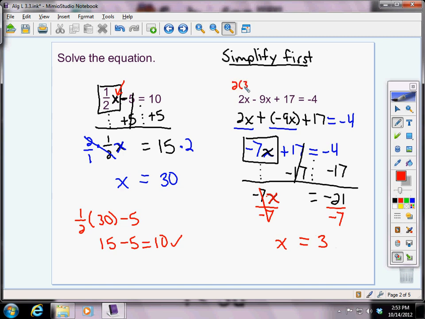We want to see if we're right. We go 2 times 3 minus 9 times 3 plus 17. Well, 2 times 3 is 6, minus 9 times 3, which is 27, plus 17. That would be a negative 21 plus 17 still equals a negative 4. And again, you could just type that into your calculator and see that we get the correct answer. Okay? So when we solve multi-step equations, you're just going to go through our steps twice. And if you have like terms, combine them first by simplifying.